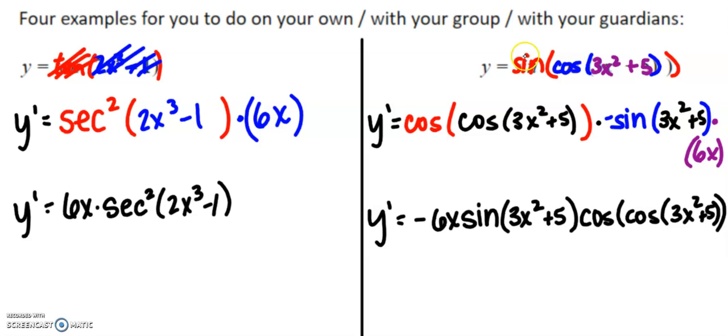This one I've got 3 functions: sine, cosine, 3x squared plus 5. Well, if I were going to actually evaluate this, I would do the purple, then the blue, then the red. So to undo it, for the derivative, I need to take the derivative of sine, which is cosine, leave the inside alone, times the derivative of cosine, which is negative sine, leaving the inside alone, times the derivative of 3x squared plus 5, which is 6x. And then again, this is just me cleaning it up. Make sure you multiply by the negative sign. Don't just write a minus sign, because otherwise it looks like subtraction, and we don't want that.